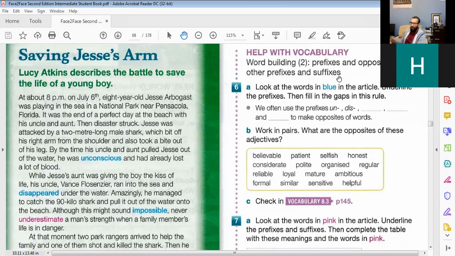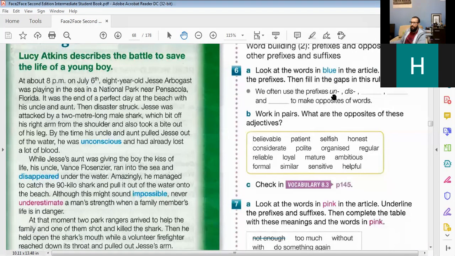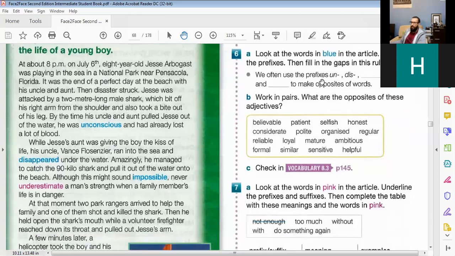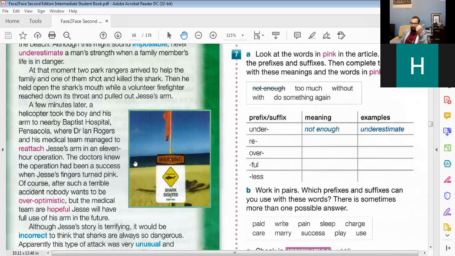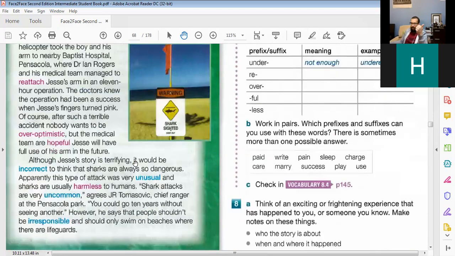All right, so now what we want to do is take a look at all the words in the article itself. It says here we often use the prefixes. Okay, so this is the first rule. We use the prefixes to make opposites of words. So maybe we should look at the blue words first. Do we have an M? Yes, we do, like impossible, right? So this is the first one, M. Let's move down and try to find others. N. In, correct. And R, correct. So these are three.